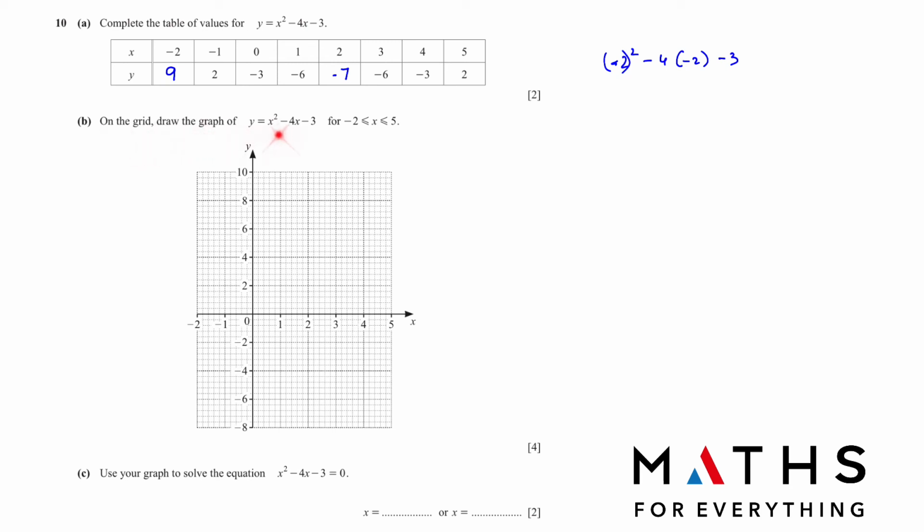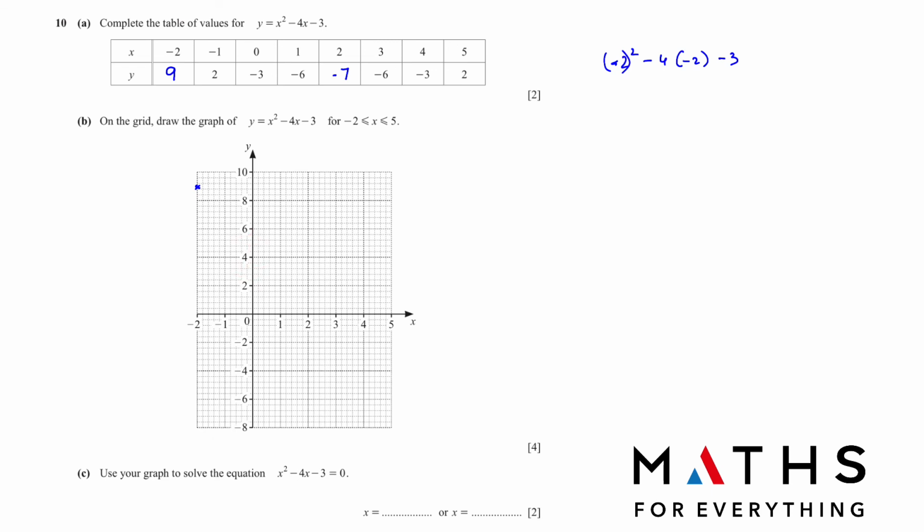On the grid, draw the graph of y is equal to x squared minus 4x minus 3 for the values negative 2 and 5. It's already been given to us here. This is our x and this is our y. When x is negative 2, y is 9. It will be somewhere here. The difference between each one is 2, the point 0 and 2. So 1 will be in the middle, 3 will be in the middle. Like that, 9 will be in the middle.